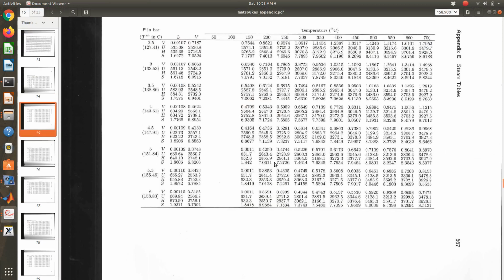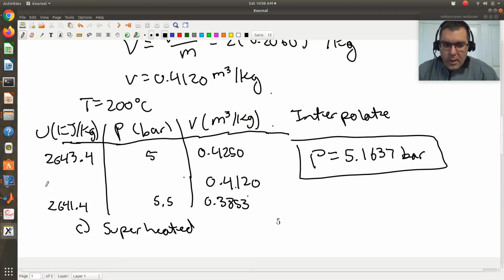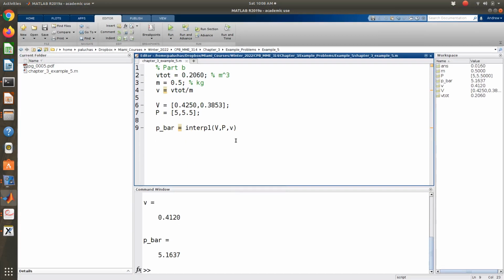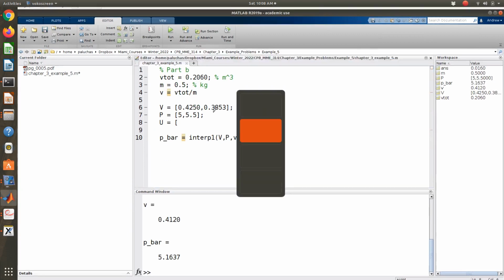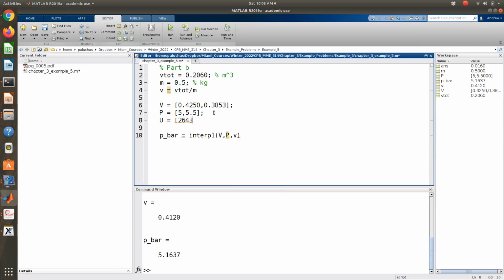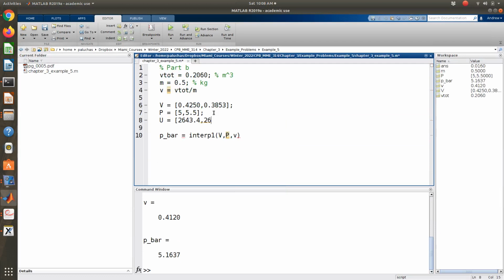Then at 5.5, hold on, it's 2641.4. Okay, so I'm going to come back up here, and I'm going to add or create an additional vector for U: 2643.4, 2641.4.